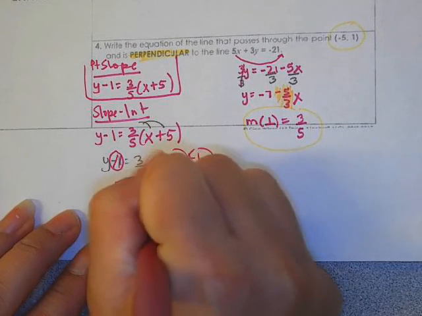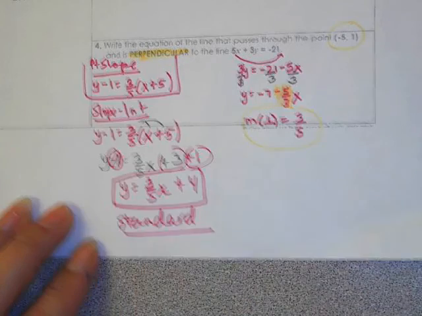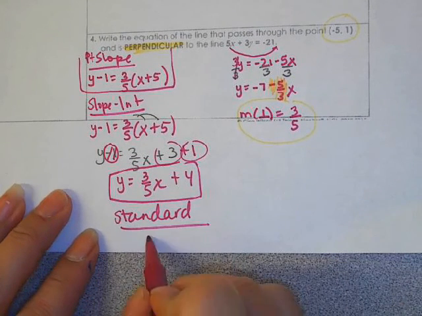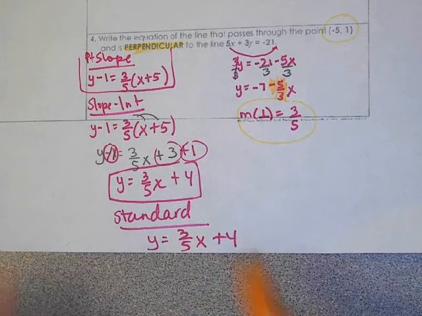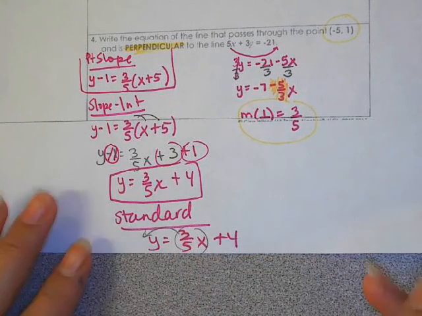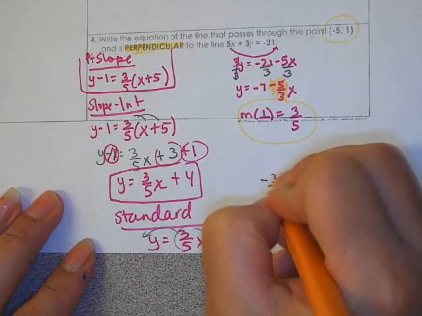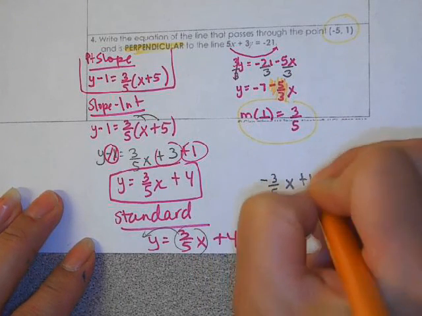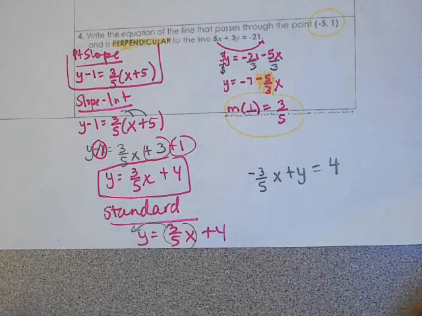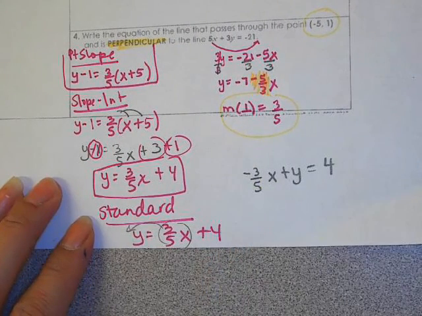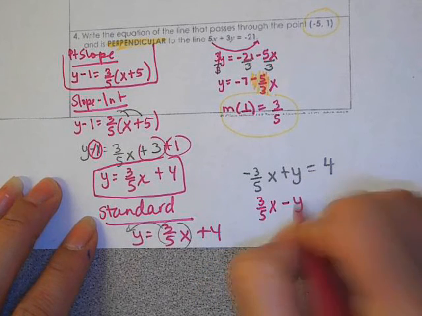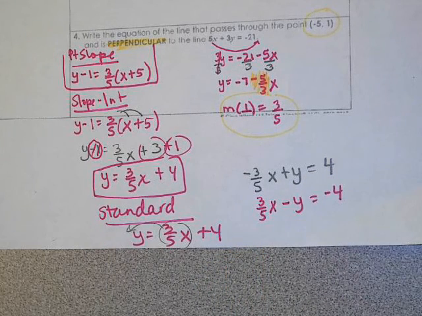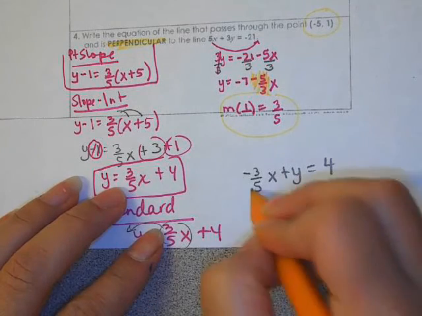And finally, your standard. For your standard, you need to take this one. And the first thing you do, standard means you want the x and the y together. So you move that one over by changing the sign. So you end up with -3/5 x plus y is equal to the 4. And two things. You cannot end up with a negative on the x. If that happens, change the sign of everything. So he becomes positive, that becomes negative, that becomes negative.